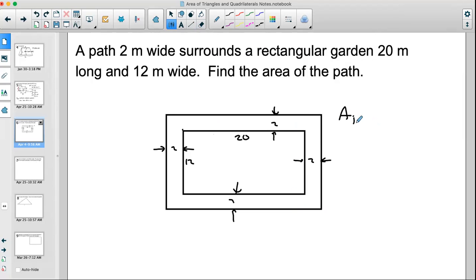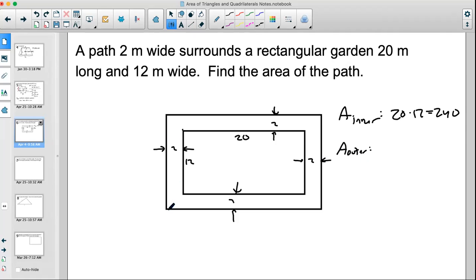So the area of the inner rectangle, just like every rectangle, is base times height. The base is 20 because it's the same as this one. The height is 12. So it's 20 times 12, which is 240. Area of the outer is a little trickier, but not much.